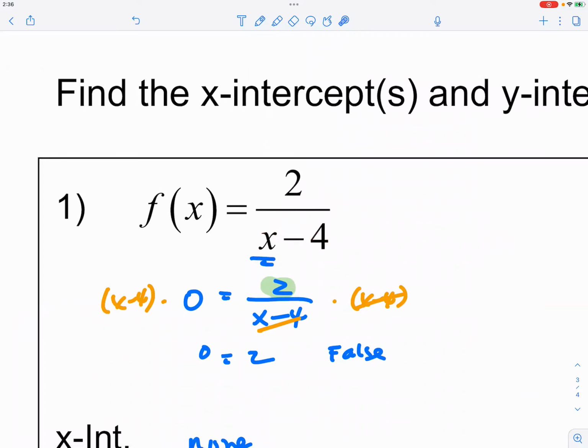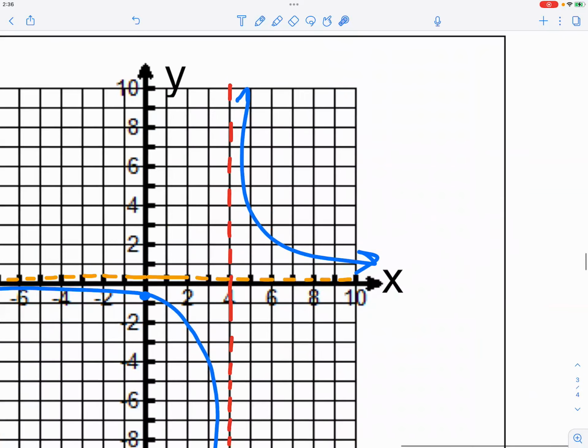What is 8 minus 4? 4. What is 2 over 4? 1/2. That is positive, right? So the graph should be positive. And that you confirm yourself, you're right. Okay, you confirm yourself, you're right.